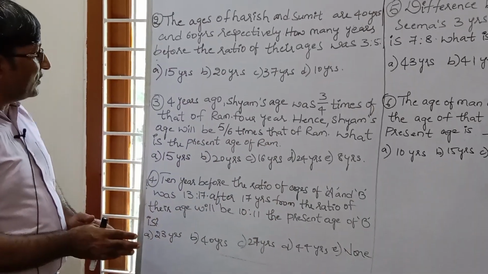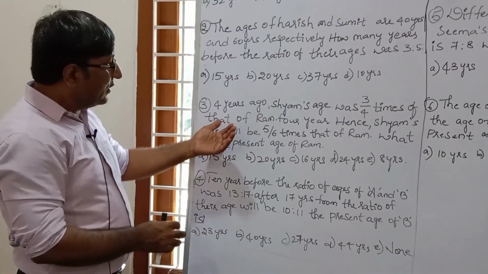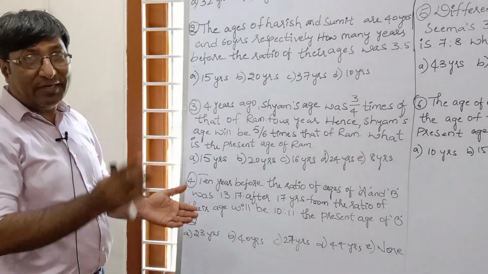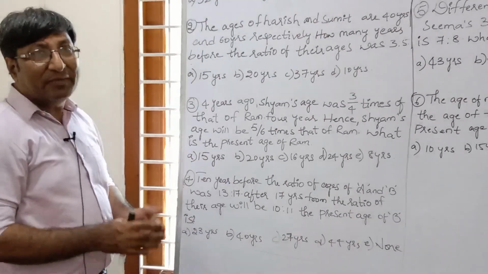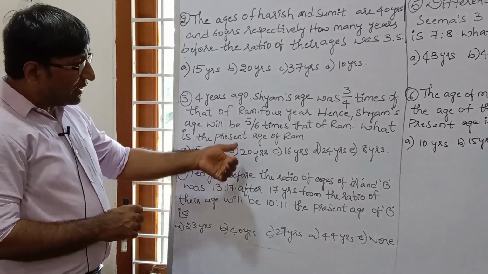You check the question: if 4 years ago Syam's age was 3 by 4 times Ram's age, then after 4 years Syam's age is 5 by 6 of Ram's. If it is right, then that option is the correct answer. So write your correct answer in the comment.